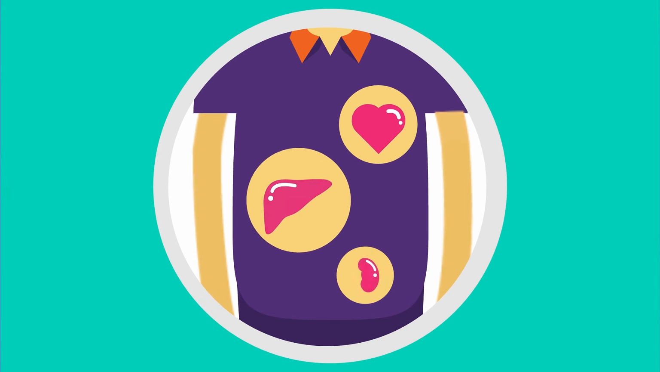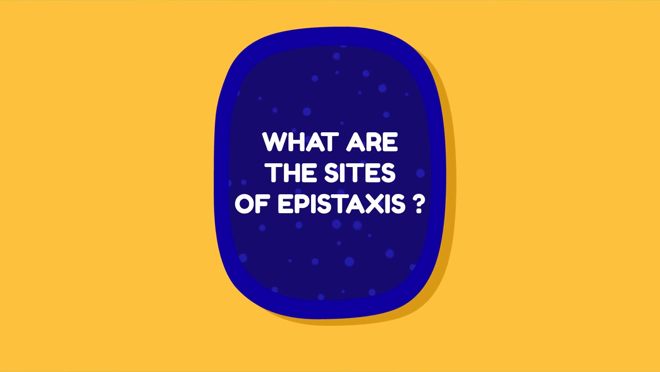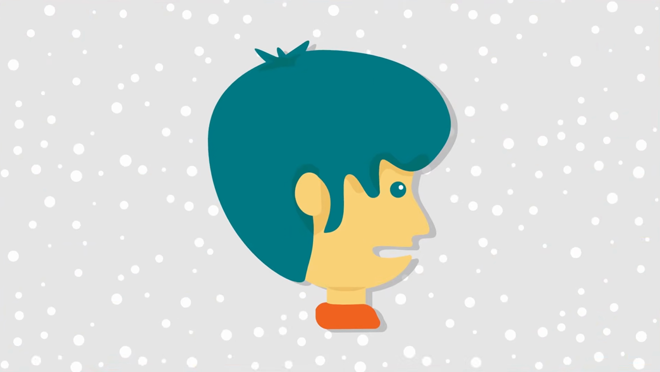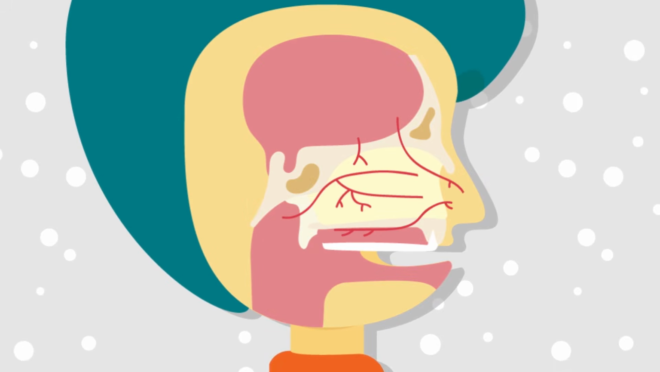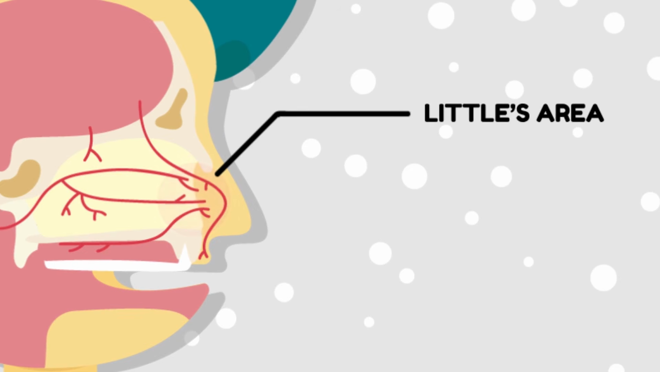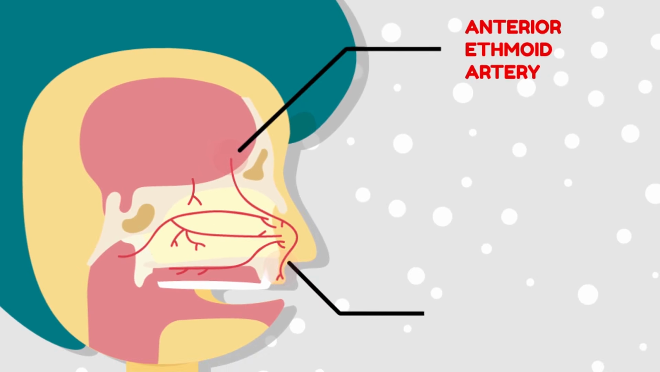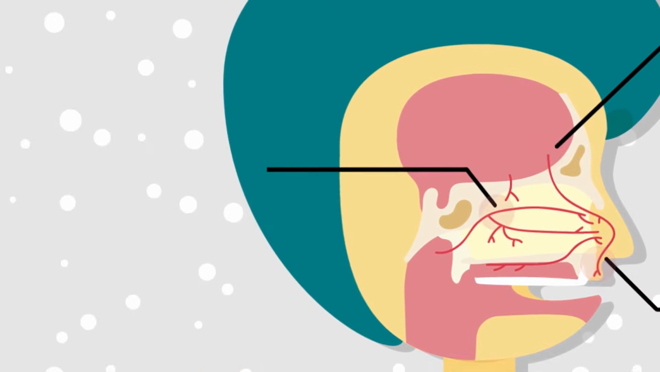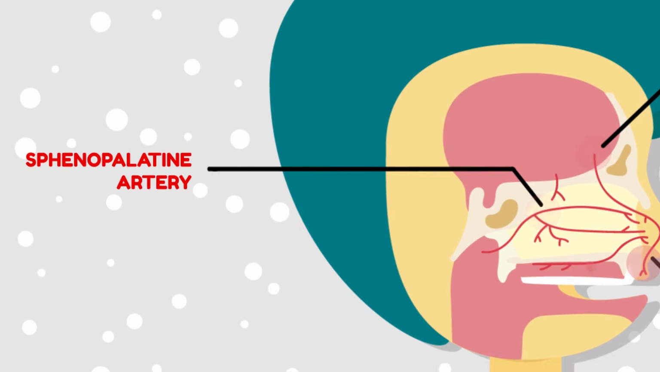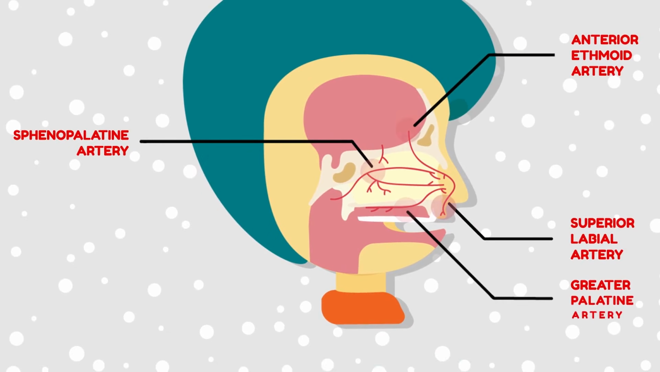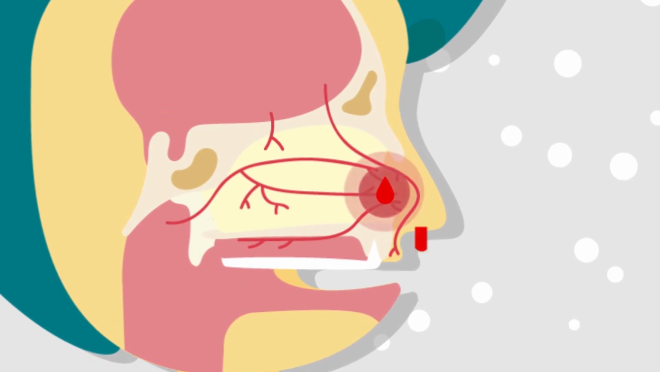disease, and liver disease. What are the sites of epistaxis? 1. Most important site of epistaxis in nose is Little's area. In 90% of cases, epistaxis occurs from here. It is situated in antero-inferior part of nasal septum. 4 arteries: anterior ethmoidal, septal branch of superior labial, septal branch of sphenopalatine, and the greater palatine artery, anastomose here.